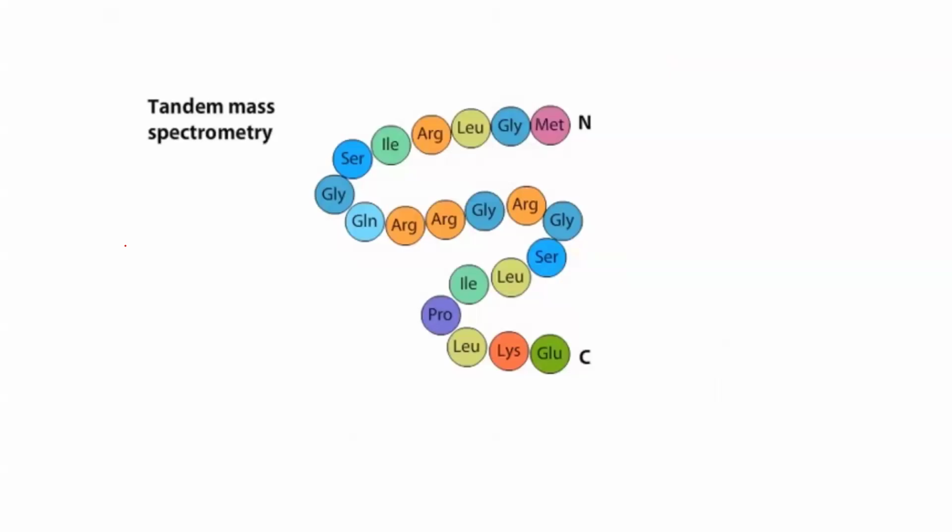So this is tandem mass spectrometry, right? You have some protein which has polypeptides. Any protein has a lot of polypeptides, and these are all amino acids.